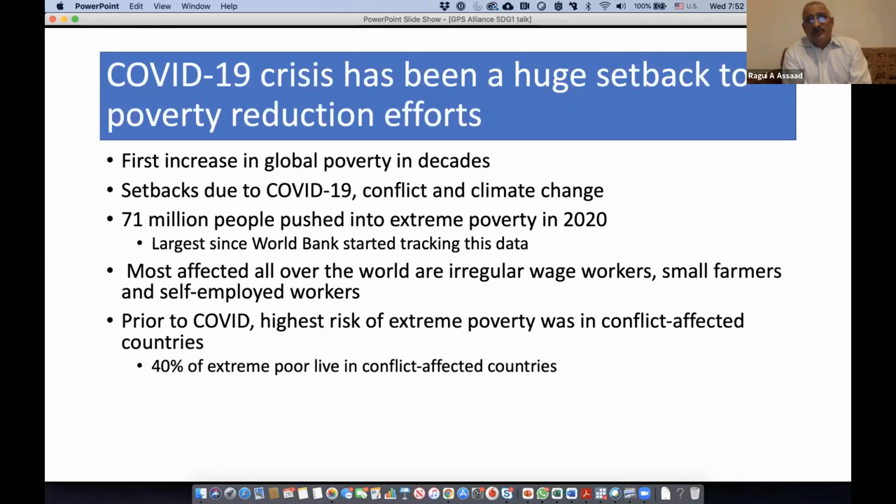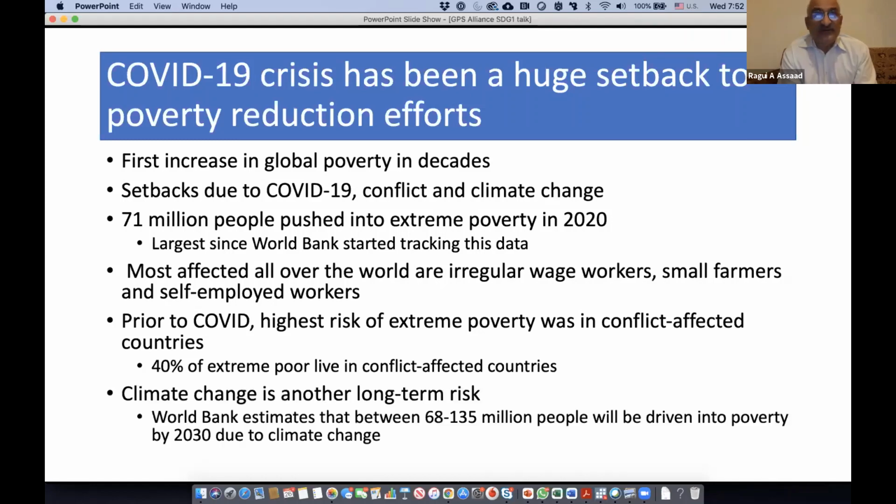So prior to COVID, as I mentioned earlier, the highest risk of extreme poverty is in conflict-affected countries. And in fact, 40% of the extreme poor live in conflict-affected countries. So conflict is really a huge cause of extreme poverty. And unless we deal with conflict and its aftermath, we're not going to be able to reach the goal of eradicating extreme poverty that Amanda talked about.